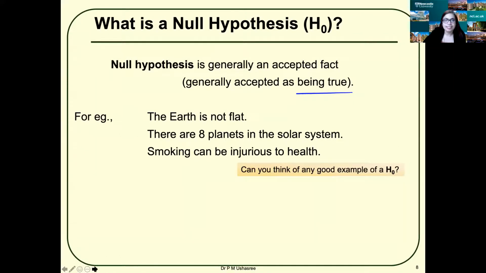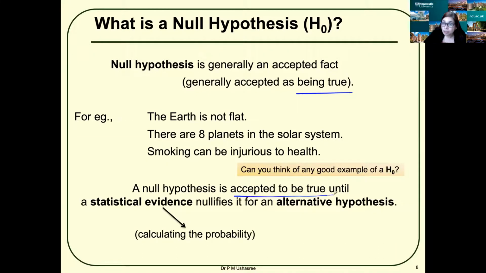Good. A null hypothesis is accepted to be true until statistical evidence, that is by calculating the probability, you can nullify it for an alternative hypothesis. Okay, to understand this statement, you need to know what an alternative hypothesis is. Because a null hypothesis is accepted to be true. The earth is not flat is accepted to be true until you can prove otherwise by some experiment or by using statistical evidence.